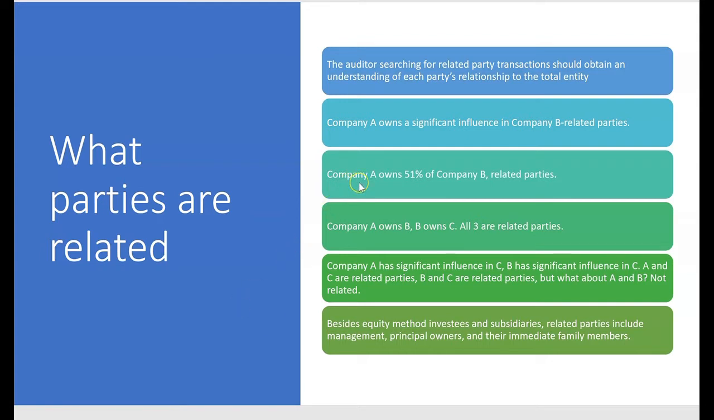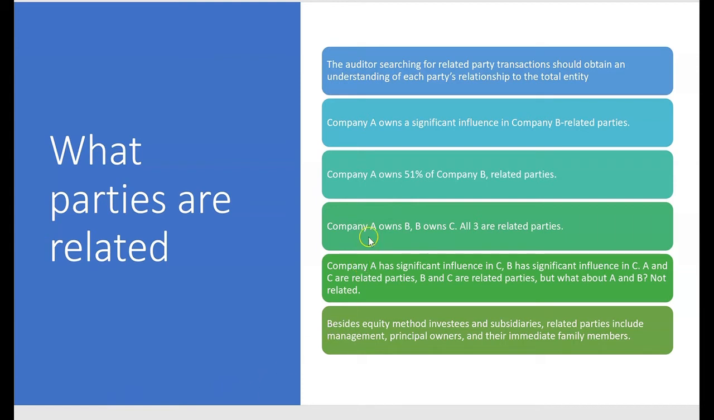Obviously, if they were a wholly owned subsidiary, they would be a related party to you also because you could control what they do. You could control the sales to them, the purchases from them. So if Company A owns 51% of Company B, they are related parties. 51% or more would be a subsidiary relationship. Those first two are pretty obvious.